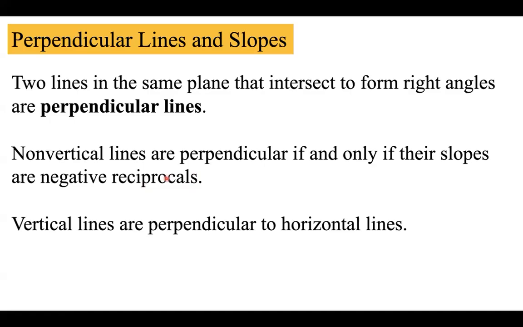Vertical lines are perpendicular to horizontal lines, because if you draw those two lines, you would get a 90-degree or a right angle at that intersection point.